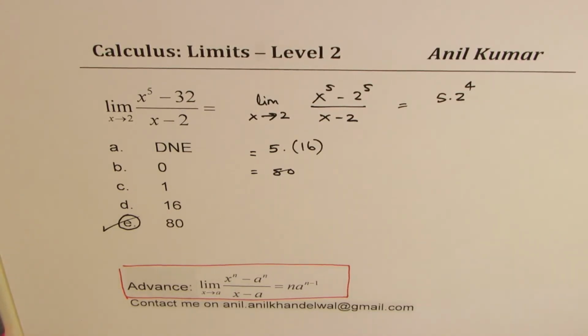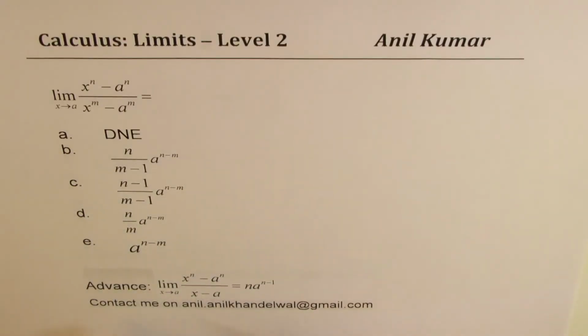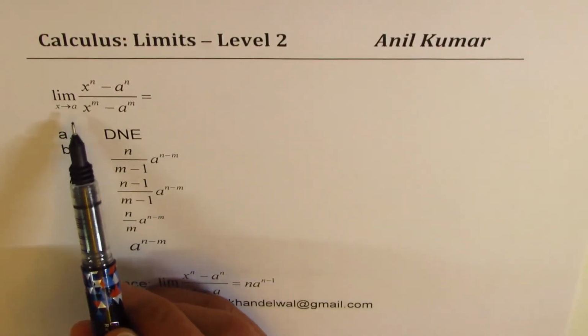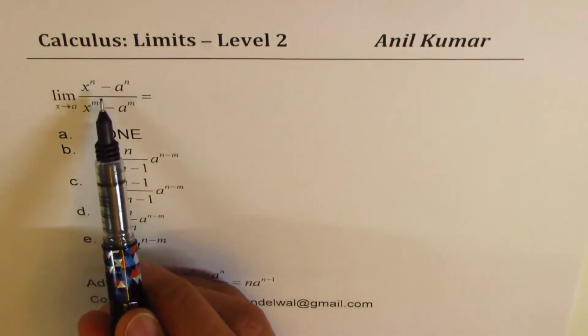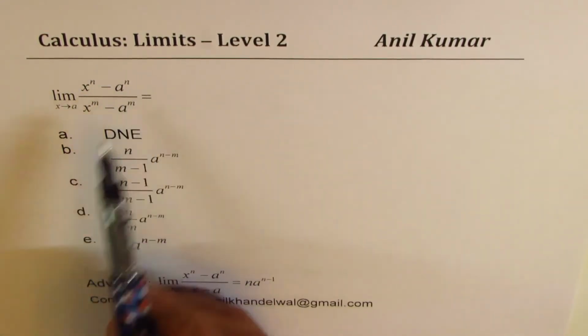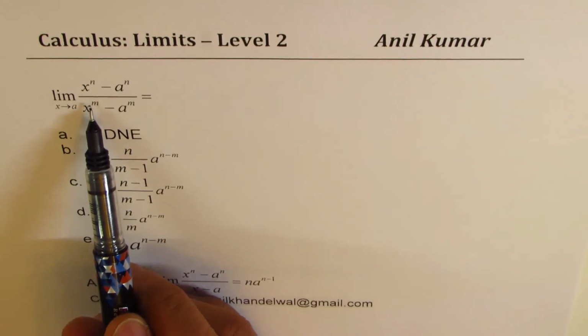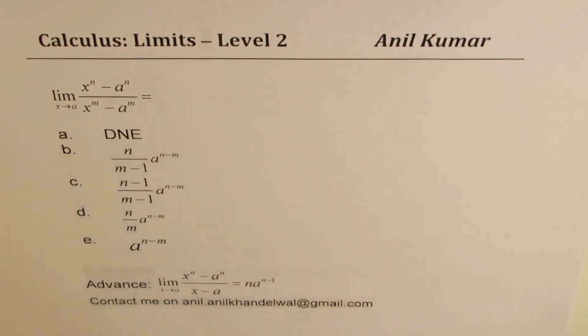So the idea here is to apply these learned techniques and answer questions. So let me pull out a few more sheets. Here is a difficult question for you. Limit x approaches a for x to the power of n minus a to the power of n divided by x to the power of m minus a to the power of m. So which one of these is the correct answer?